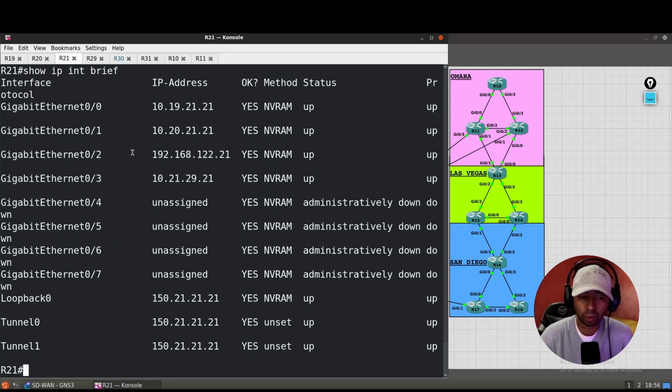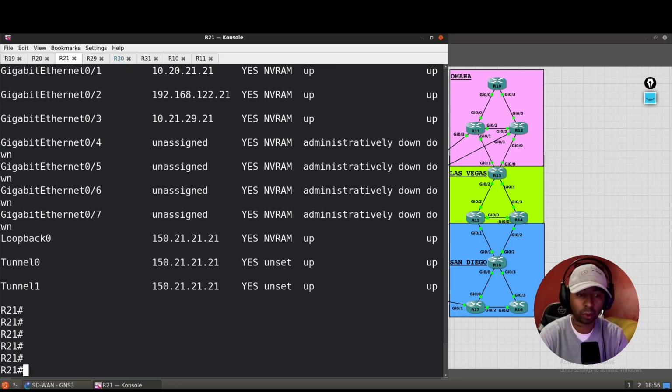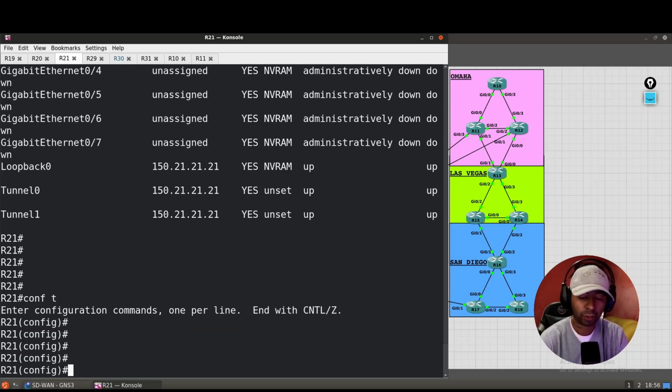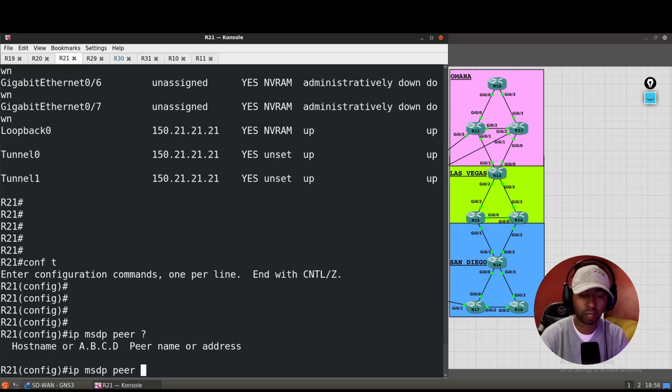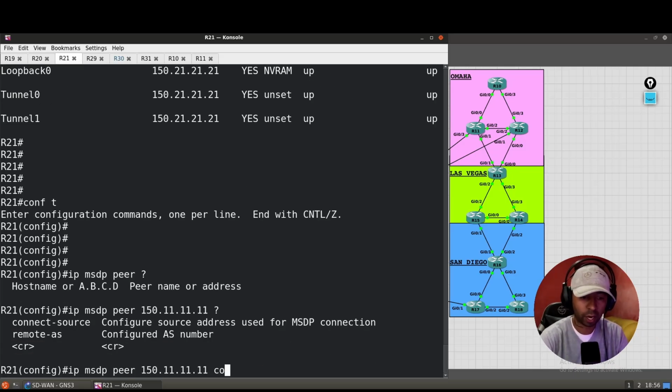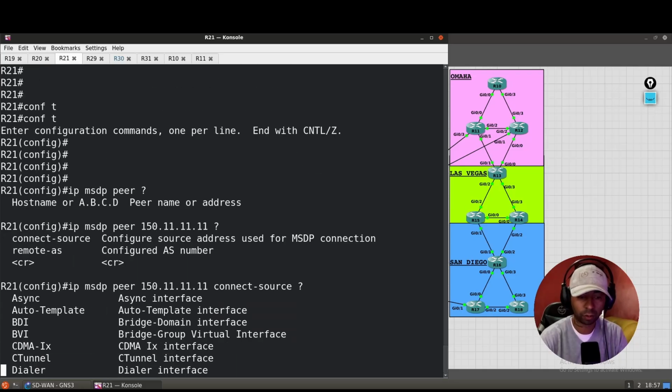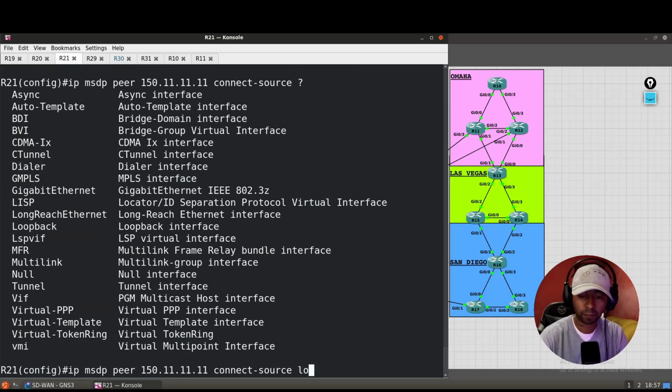We need to go there and use Multicast Source Discovery Protocol. We need to go there and say, hey, that guy is the guy where you're going to send the traffic to. Config terminal. So here you say IP MSDP peer. Let's use the peer, and then I will say 150.11.11.11, and then here will be connect-source loopback 0.